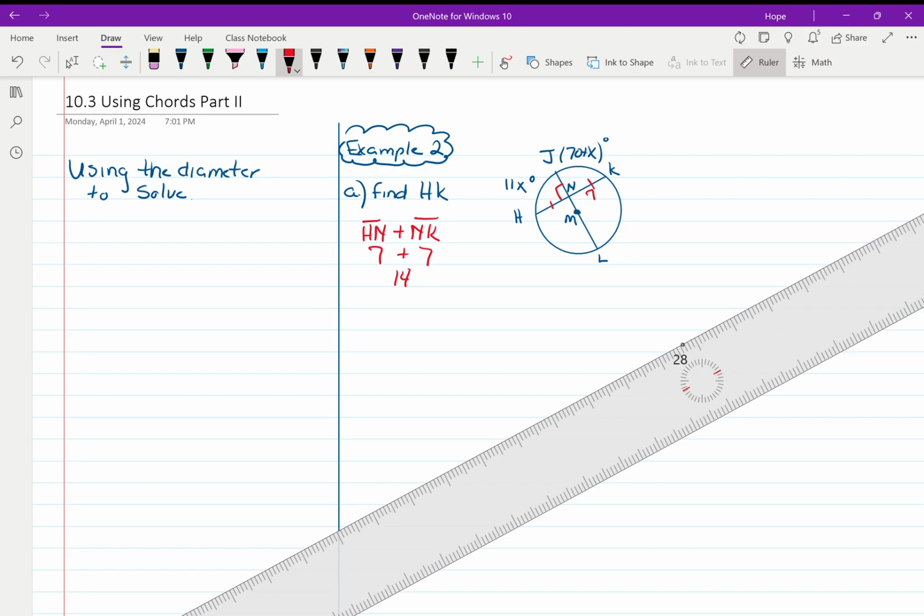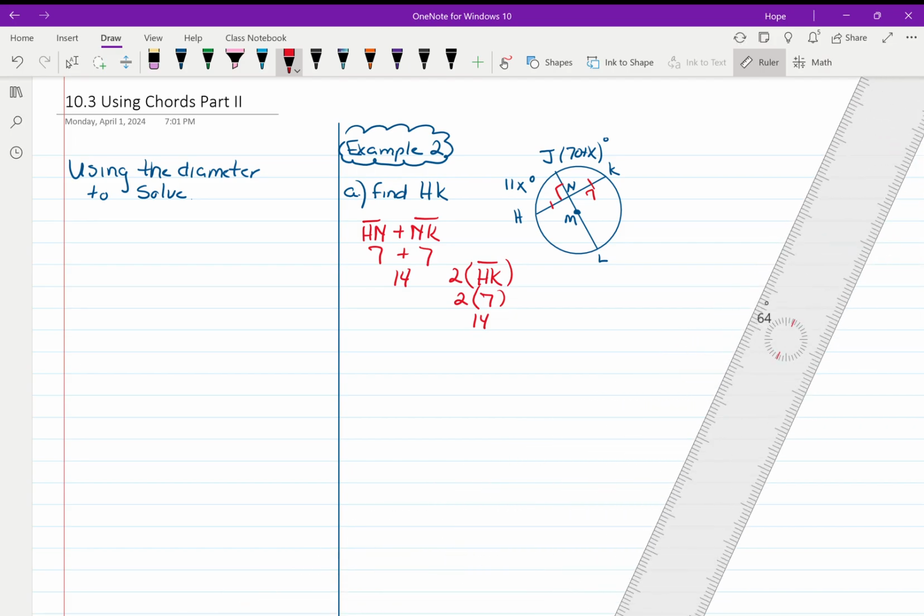You could also do it another way. You could say your whole length, HK, because that's the full length, is going to be 2 times that because it's split in half. So that would be 2 times 7, which is 14. So either way is acceptable, okay? Just know that you're adding the 2 parts of it together because it is split by the diameter. That gives you the 2 halves, and they're equal to each other.